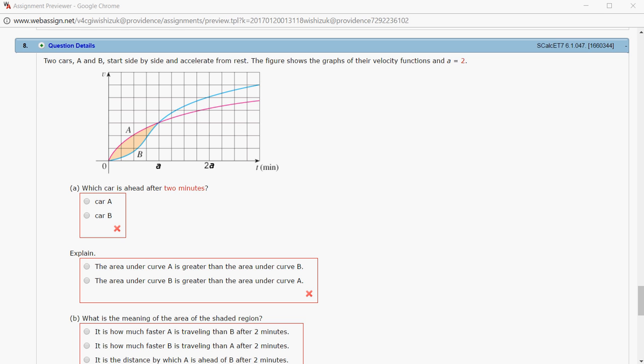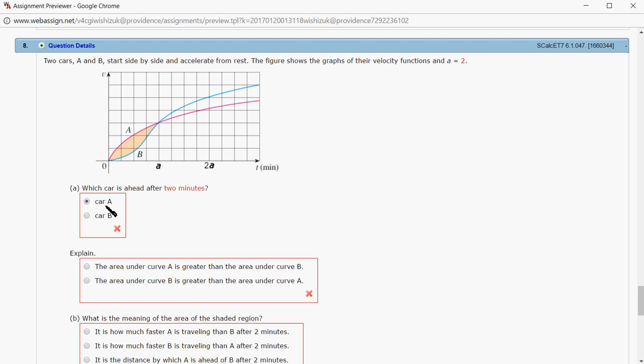Which car is ahead after 2 minutes? So a is 2, so 2 minutes. You can see that this is the 2-minute point. This is a velocity function, so the area under the velocity curve is going to be the distance. You can see that car A covers a larger area than curve B in this case, so A has a greater distance.